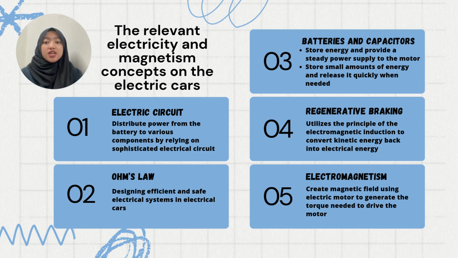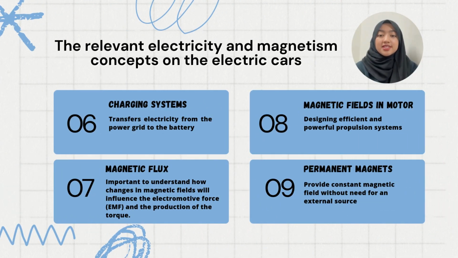and even charging systems. Moreover, charging is the process of transferring energy from the grid to the car, which involves concepts like voltage, current, and resistance. These concepts apply to charging systems like fast charging and smart charging.